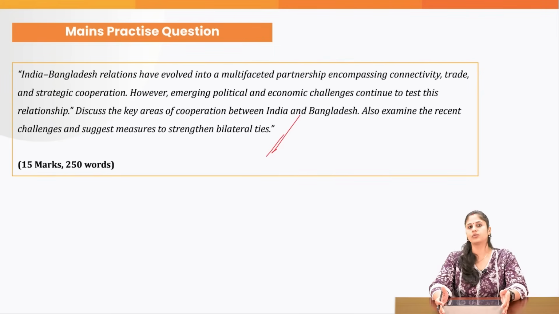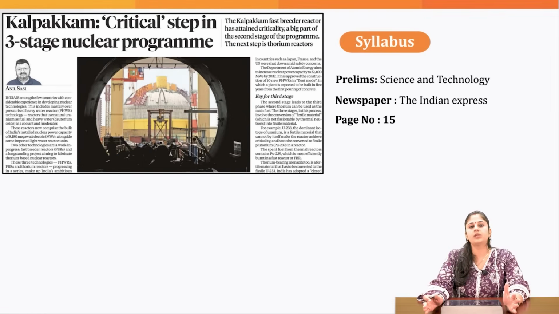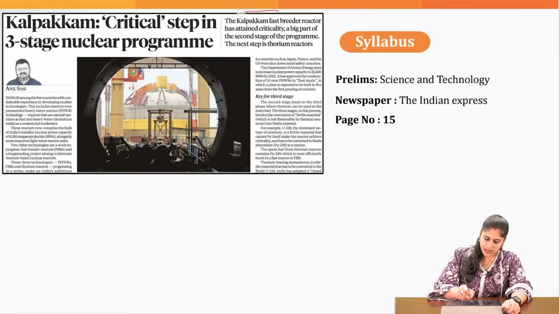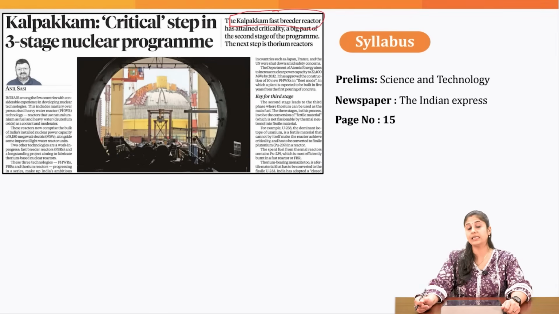With this, let's move on to the prelim pointer segment. Beginning with the prelim pointer segment, the first article is dealing with India's 3-stage nuclear power program. And you will be happy to know that India has made some advancement when it comes to the second stage of this particular nuclear power program. And in this respect, the great news is Kalpakkam fast breeder reactor has attained criticality.